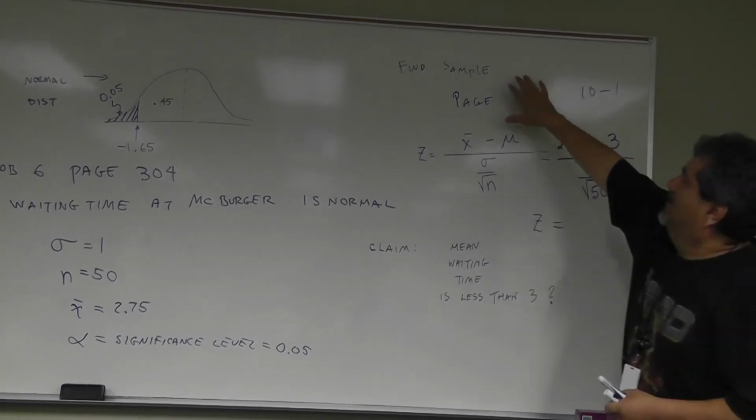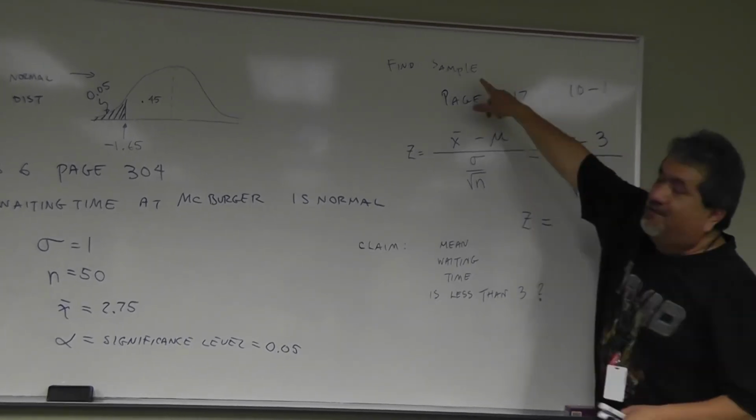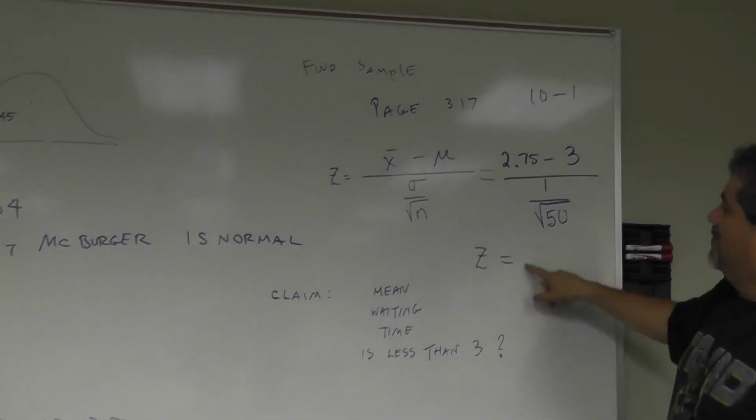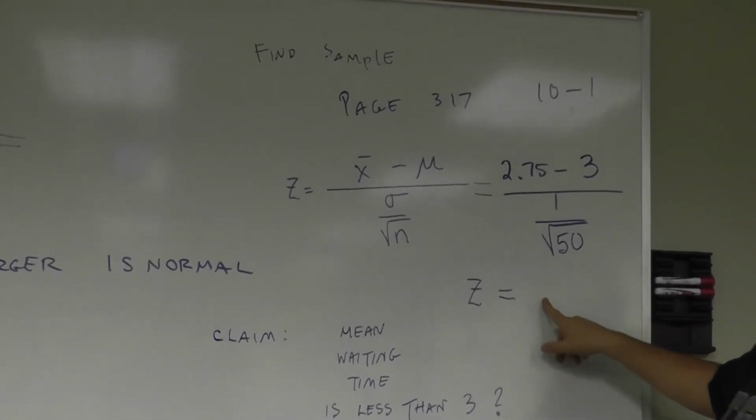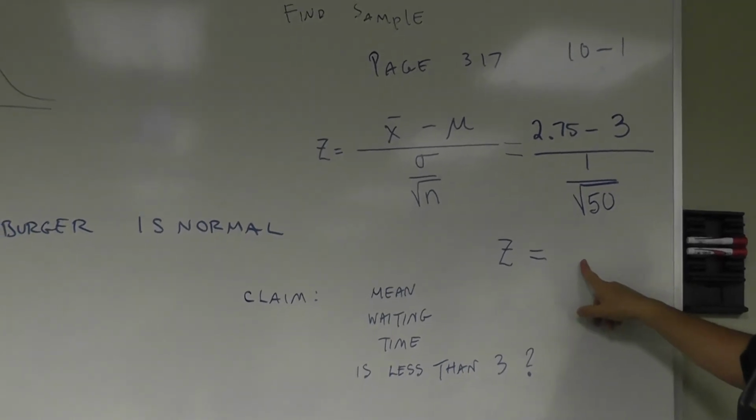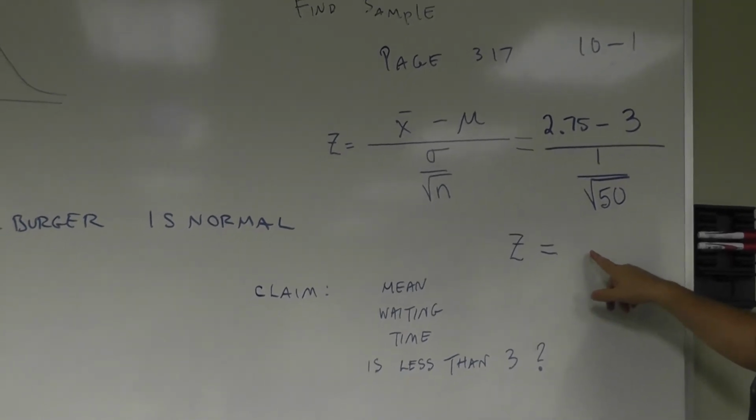And this is the step where we find the sample, right? In the sample, it is going to be this number, which we'll find in a minute. And I forgot my calculator. I'll find it in a minute.